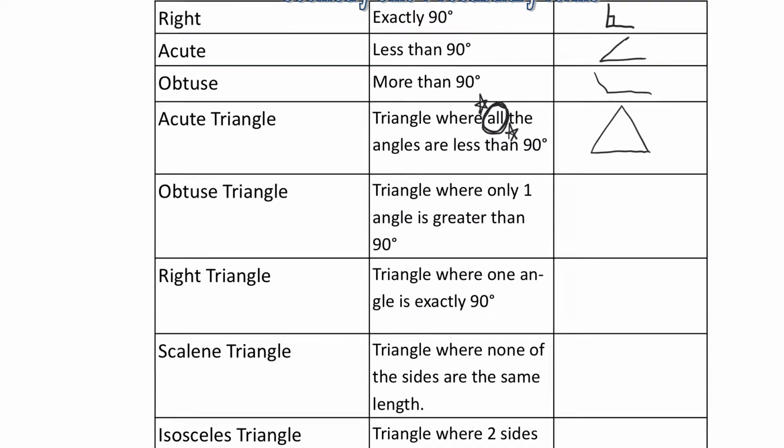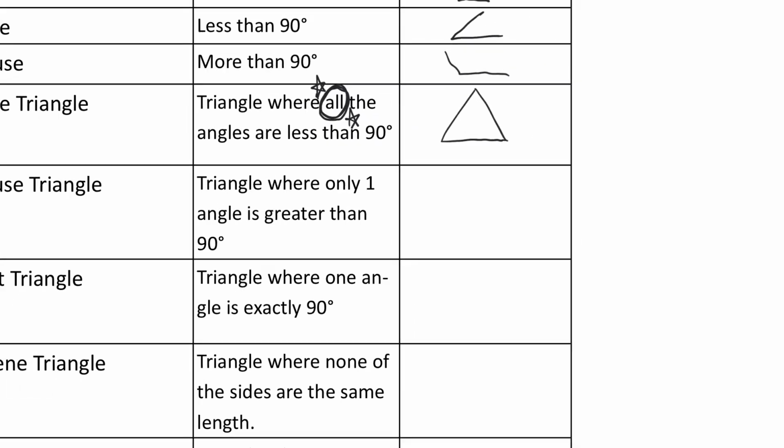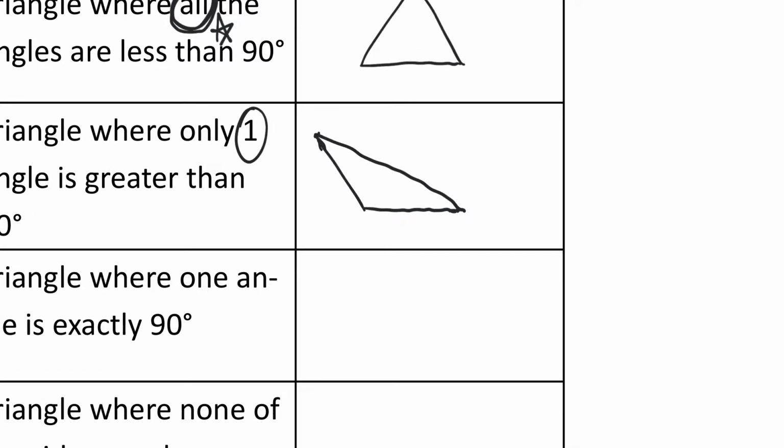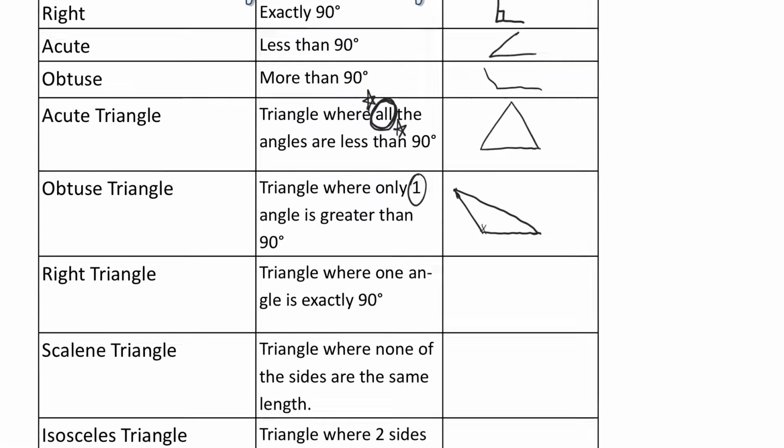Okay, next one. What's an obtuse triangle? A triangle where only one angle is greater than 90. Okay? So it's like this. Which one of those angles in there is the obtuse angle? Yeah, it's this one right here, right? There's the obtuse angle. Okay.